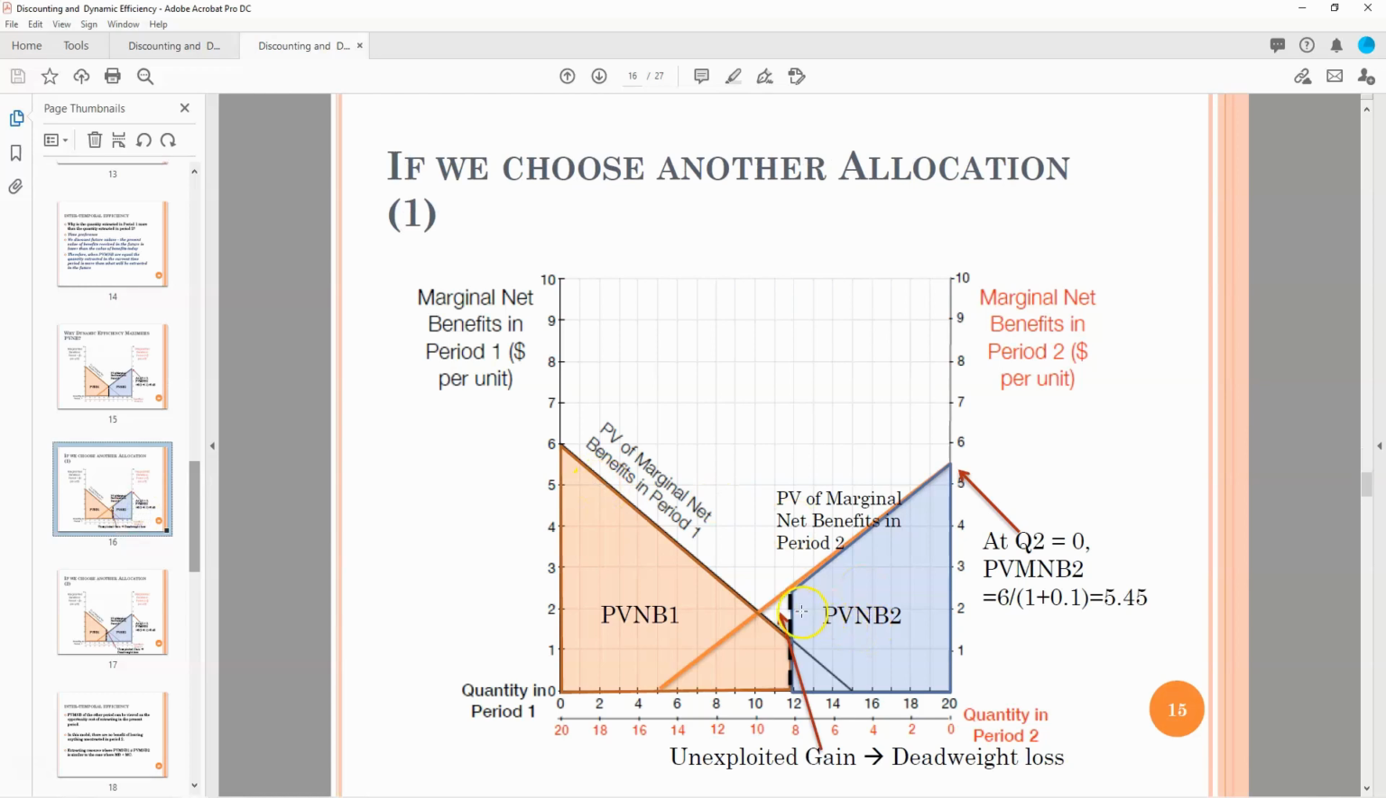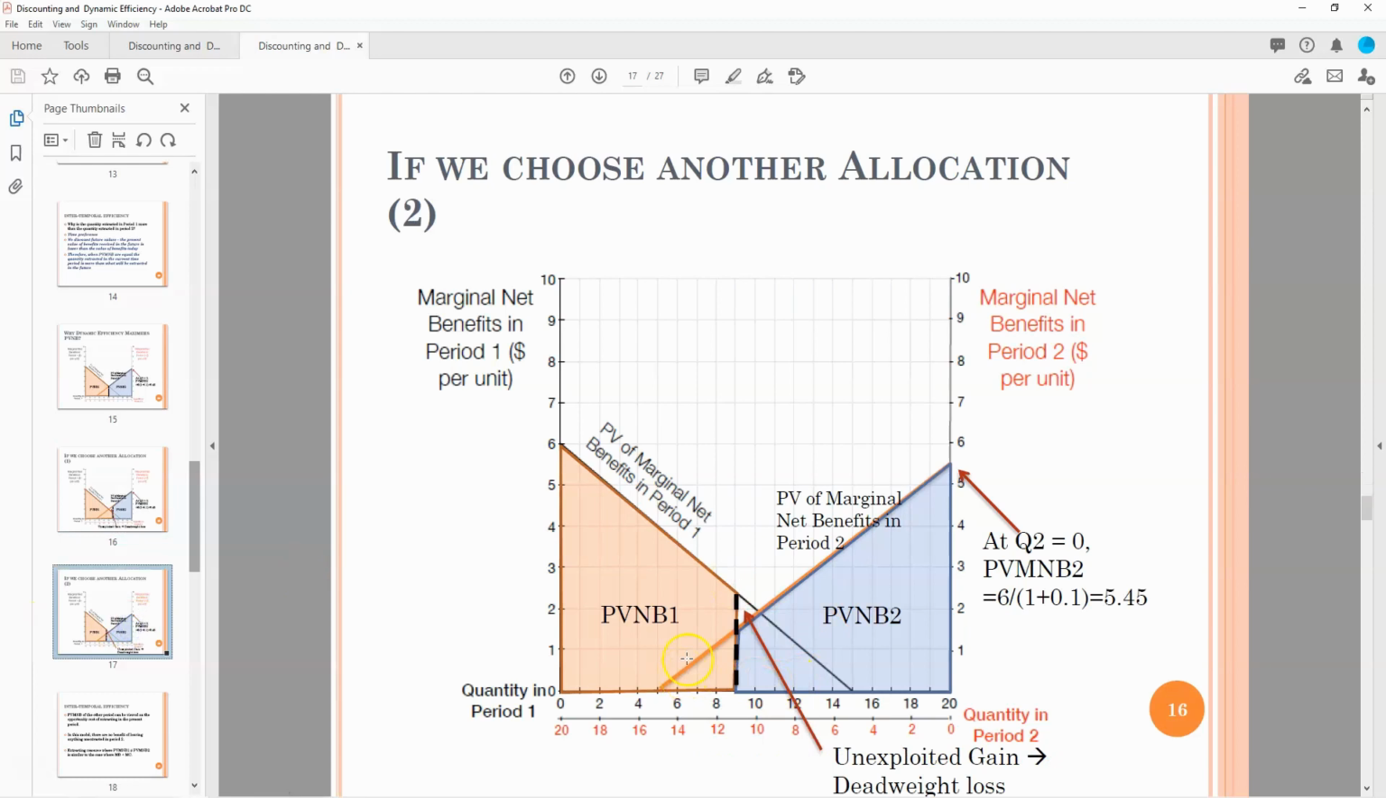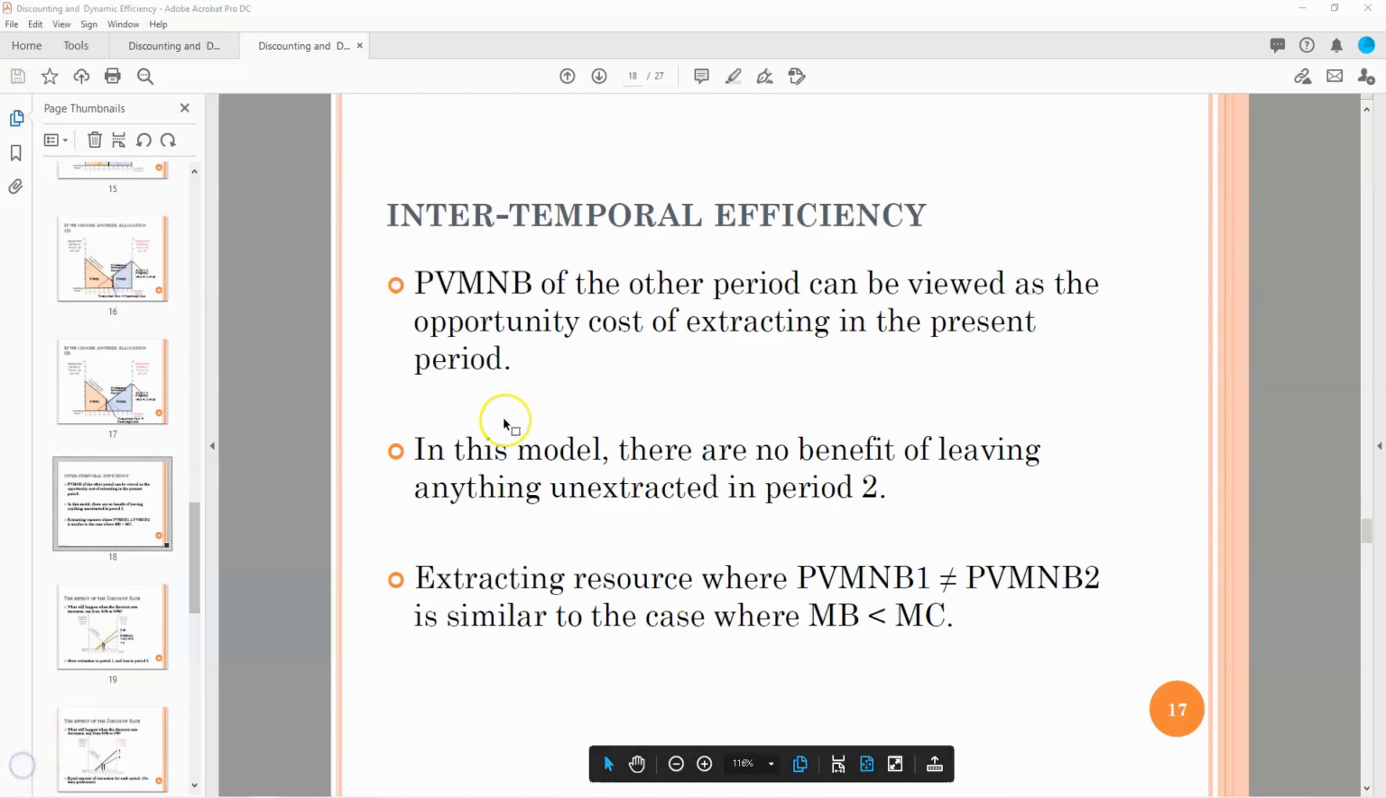So if we choose another allocation, suppose we consume more in period 1 and consume less in period 2 compared to the efficiency level, then there would be a deadweight loss due to the inefficient allocation. And suppose we consume less in period 1 and consume more in period 2, there would also be a deadweight loss due to the inefficient allocation.